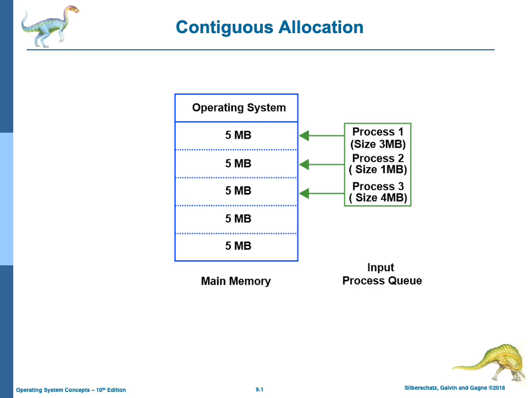Now let's get to memory allocation. How can we allocate memory? So the first thing we're going to talk about is contiguous allocation.